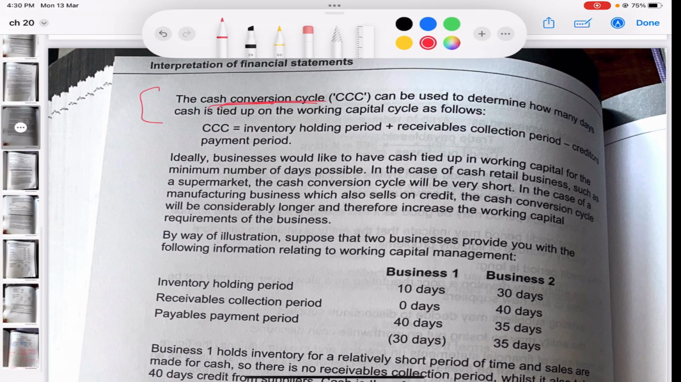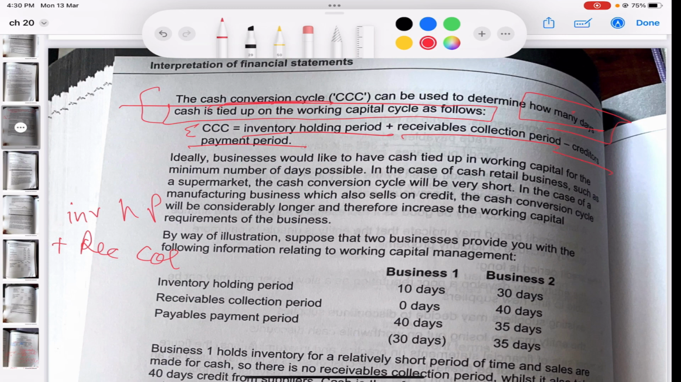The cash conversion cycle can be used to determine how many days cash is tied up in the working capital. What do you mean by cash is tied up in the working capital? We basically find out for how many days, for what period, the cash resource which I have is being used in a particular working capital. So, cash conversion cycle is inventory holding period plus receivables collection period minus creditors payment period. Again, inventory holding period plus receivable collection period minus payables payment period.